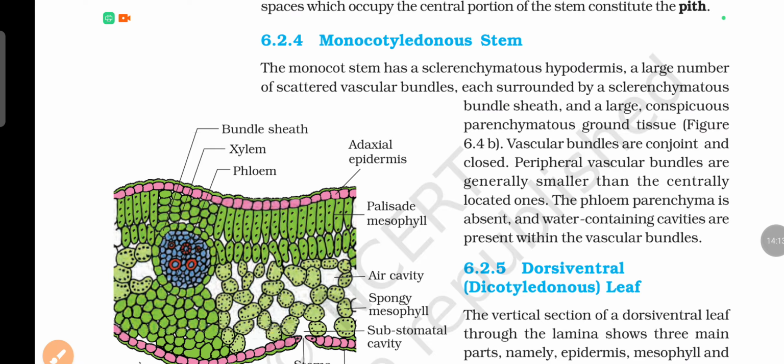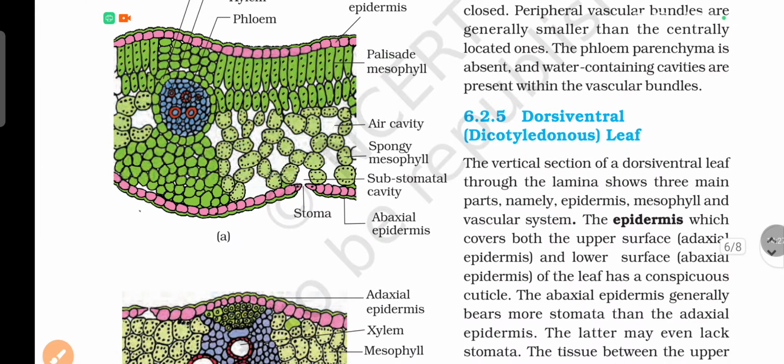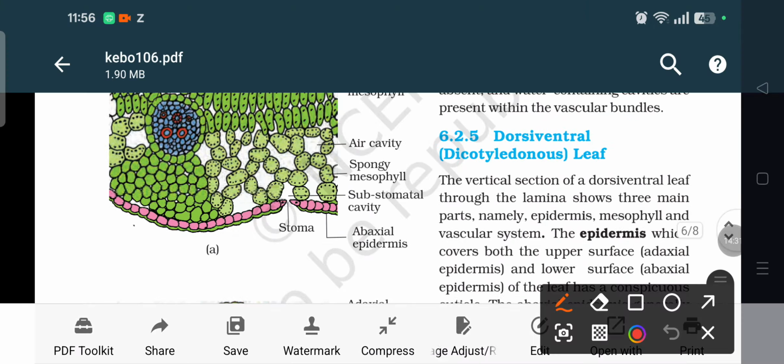Vascular bundle conjoined or closed होता है. Peripheral vascular bundle generally smaller than the central located ones. Phloem parenchyma absent होता है, and the water containing cavities are present within the vascular bundles. So, monocot stem में phloem parenchyma is absent. This is important.